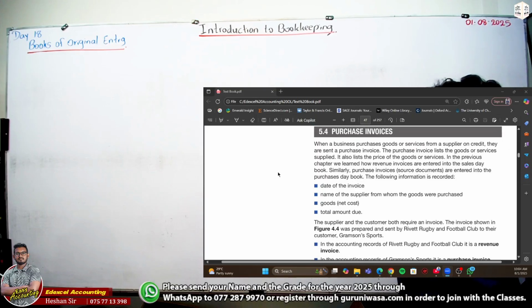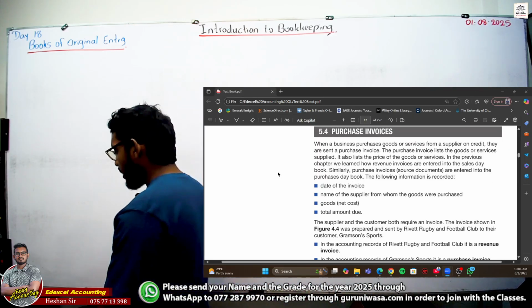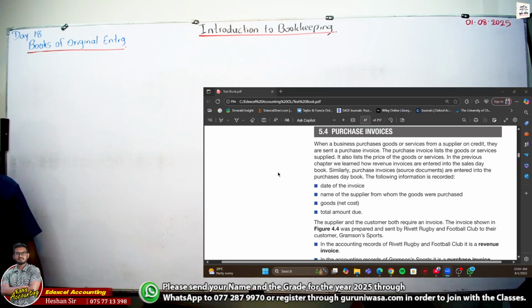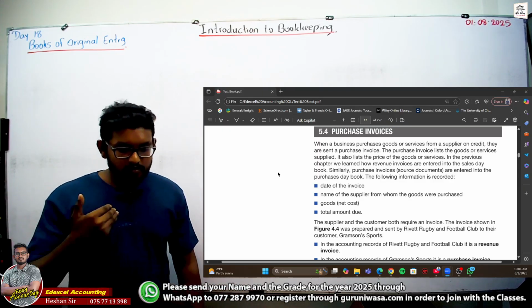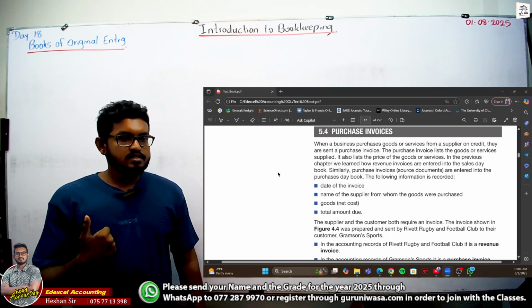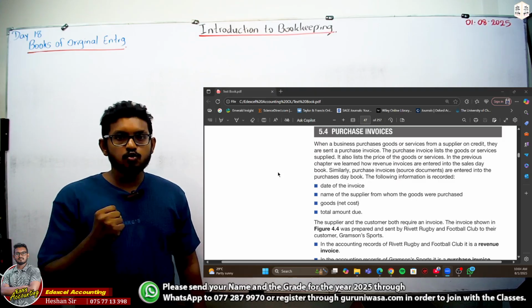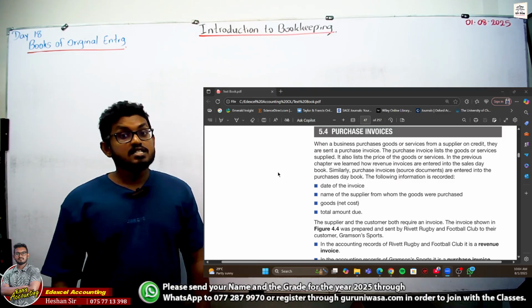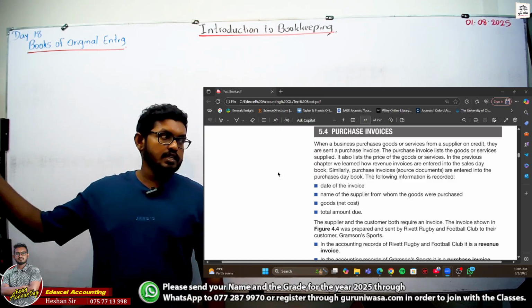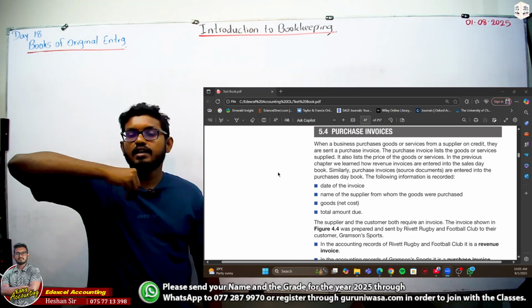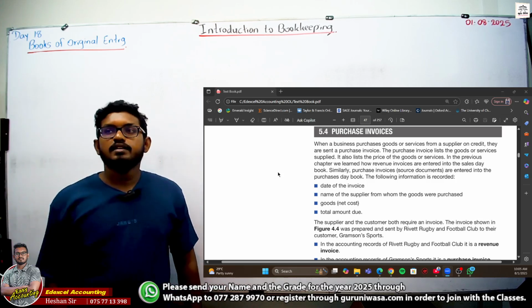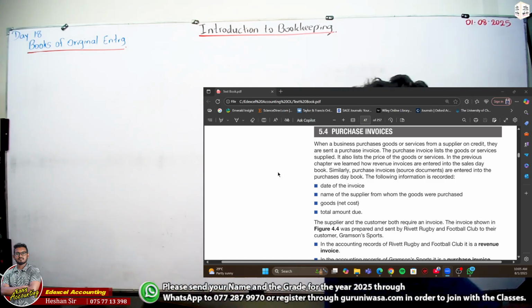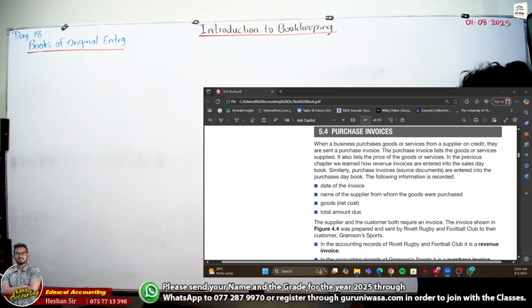Let's see now, the purchase invoice first. What is the term called purchase invoice? I'll give the mind map again later. When we purchase goods on a credit basis, the supplier issues a purchase invoice to the business. We purchase goods on credit basis from a supplier. When we receive goods on credit basis, we receive a purchase invoice from the supplier, right?